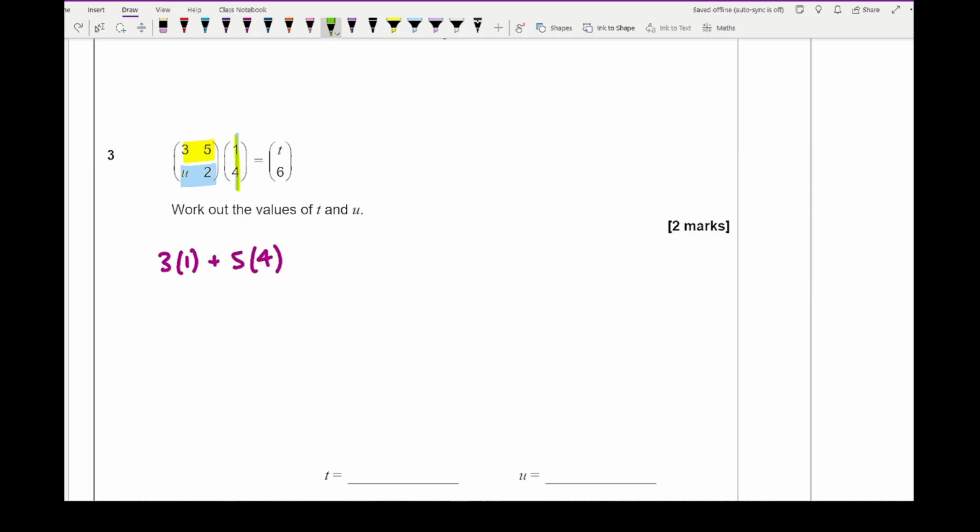So I'm going to get 1u plus 2 times 4, and looking at what that equals, that's going to equal t, and that's going to equal 6. So then simplifying, what we end up with is 3 plus 20 equals t. So t is going to equal 23, and then from this we end up with u plus 8 equals 6.